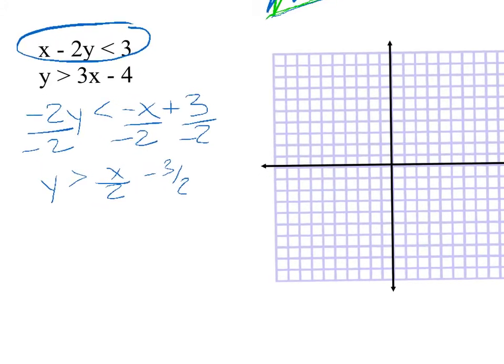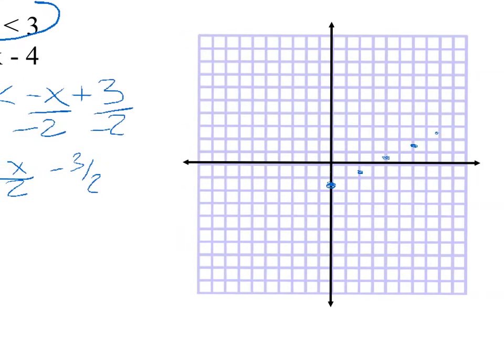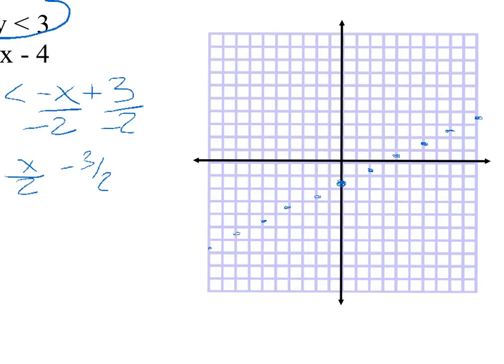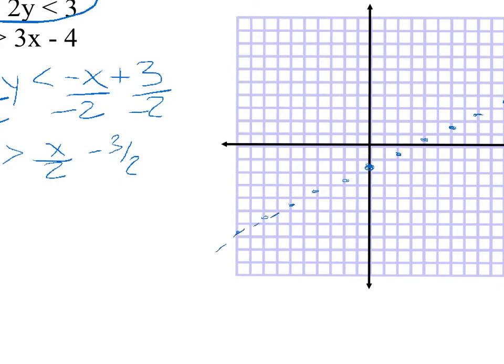So now when I graph this, I want to be careful that I graph well. So I cross at negative 3/2, which is negative 1.5, and my slope is positive 1 over 2, 1 over 2, 1 over 2, and down on the left 2. All right, I've forgotten now, this is going to be a dotted line. It says y is greater than, so we'll make a dotted line, and y is greater than, so we shade above.